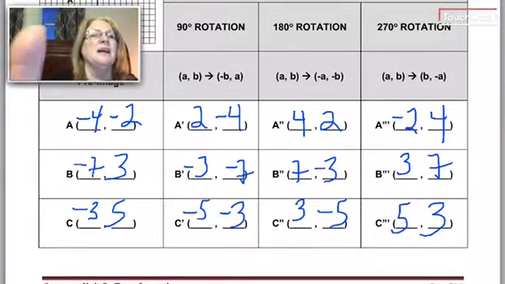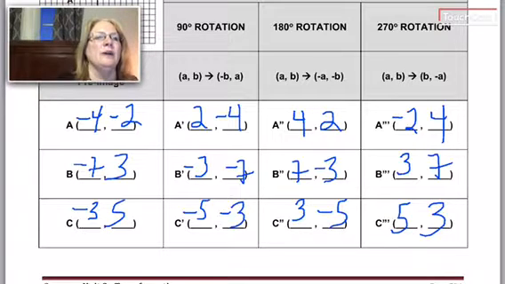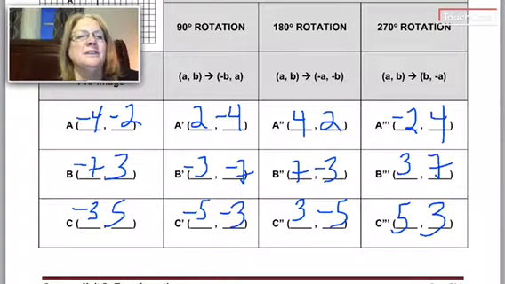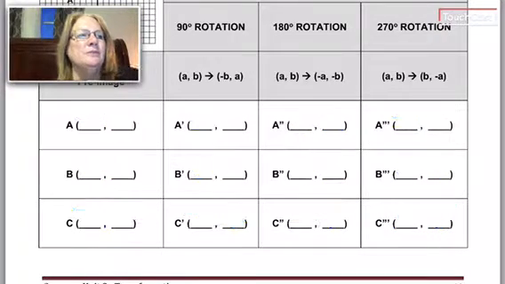You could go back and plot those, but I'm going to go ahead and wait for the next one because it's too small on this. So let's go ahead to the next example.